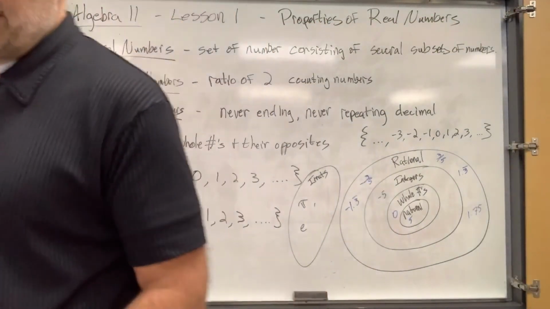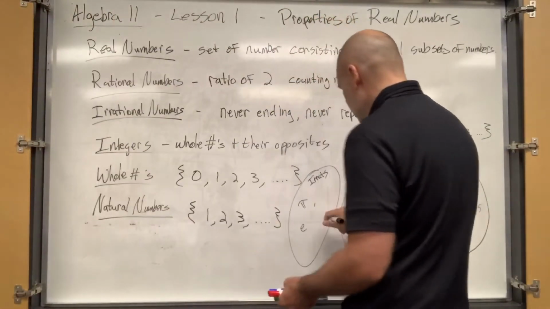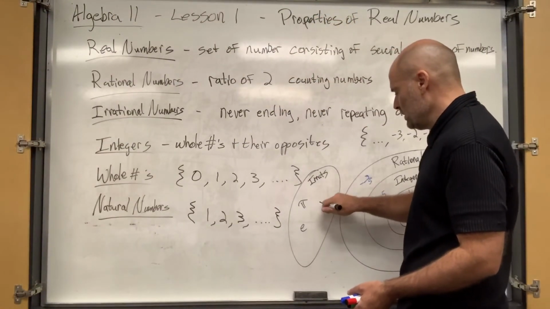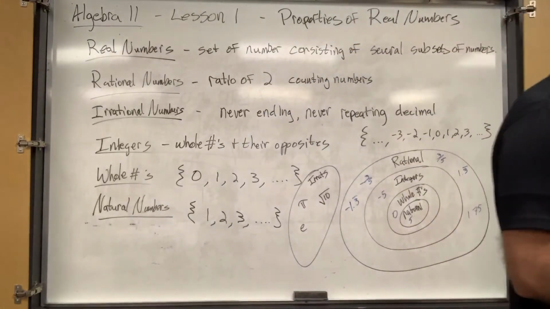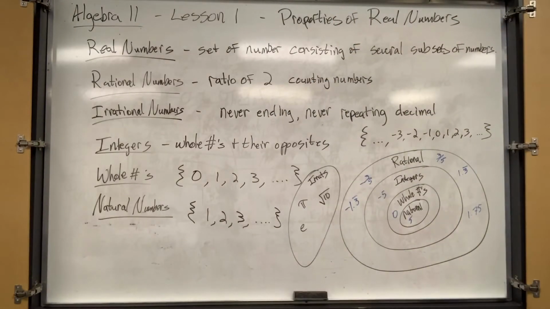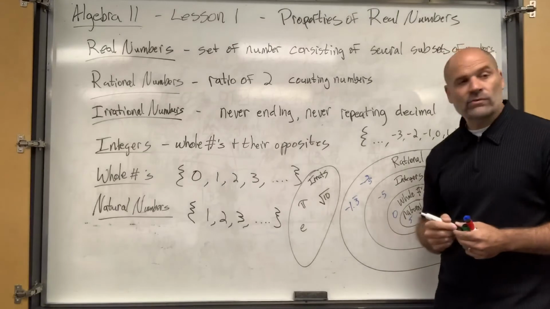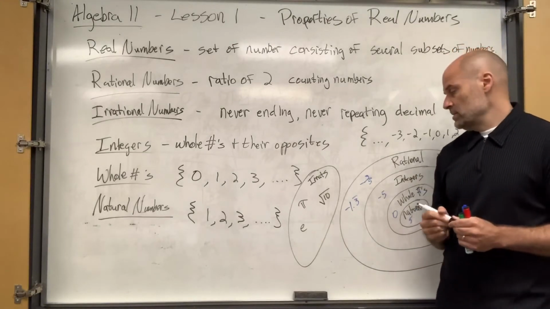And we see anytime you try to take the square root of anything that is not square rootable, like square root of 10, you can't take the square root of 10. Anytime you try to find the square root of anything that's not square rootable, it's an irrational number. Okay? It's a never-ending, never-repeating decimal.